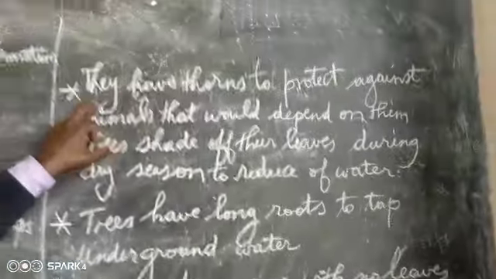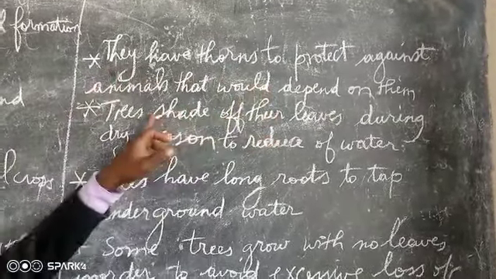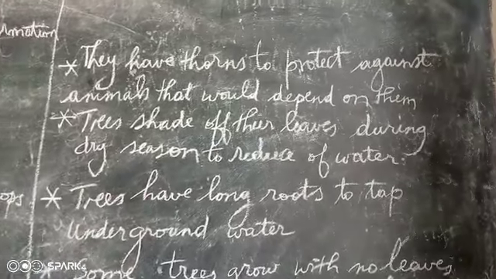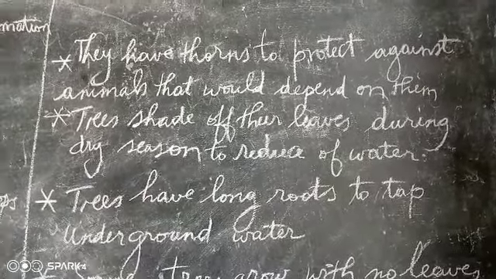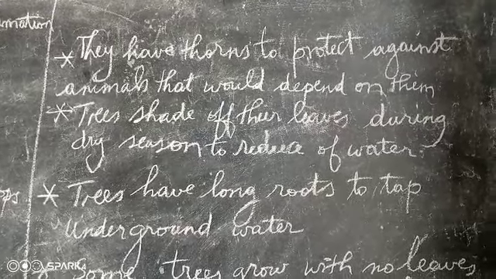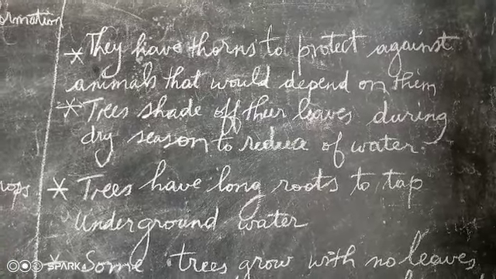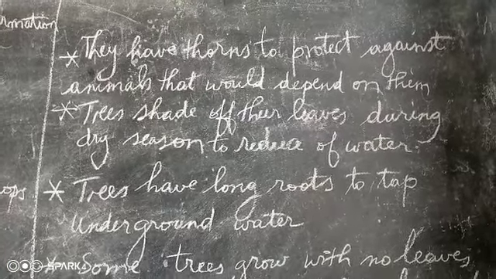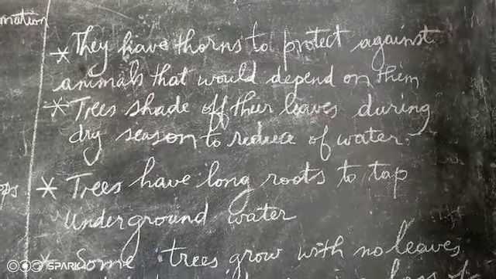Desert trees have thorns to protect against animals that depend on them. What does it mean? It means trees in desert have thorns. We have said that in Kinyarwanda thorns mean amahwa. The reason trees in desert have thorns is that those thorns are used to fight against the animals that will come and depend on them.